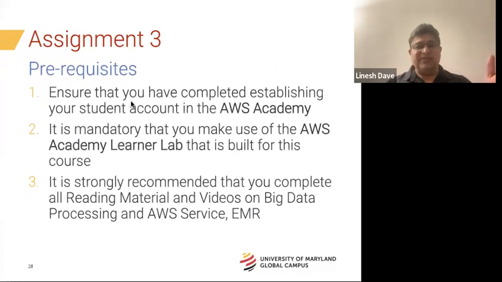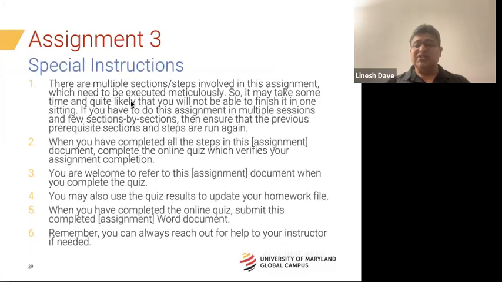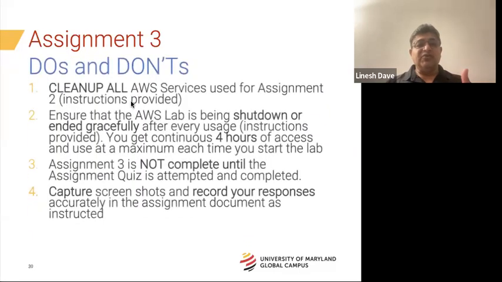You know about the prerequisites. I'm not going to go over that. You can read through that. Special instructions is mostly to just make sure that you record the screenshots correctly, record your answers. Cleanup is going to be another important thing, and make sure you also complete your quiz. As far as do's and don'ts, cleaning up is a huge thing. Please clean up all AWS services after your lab is done. And remember, lab can only be continuously available for 4 hours, after which you'll have to exit out, restart, and go back in.